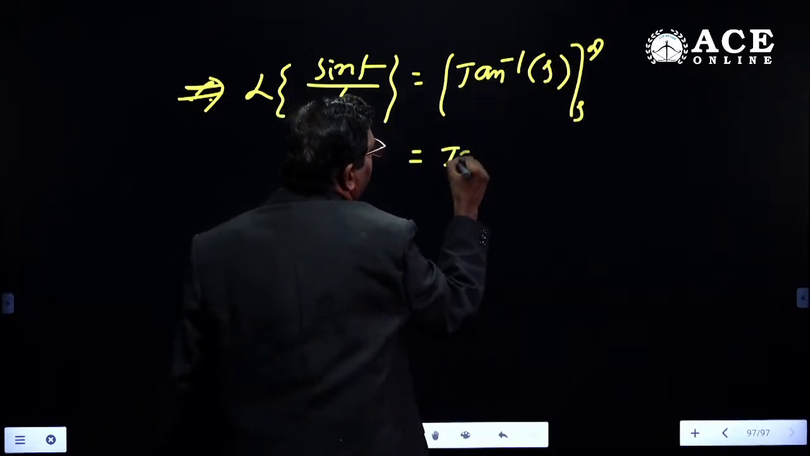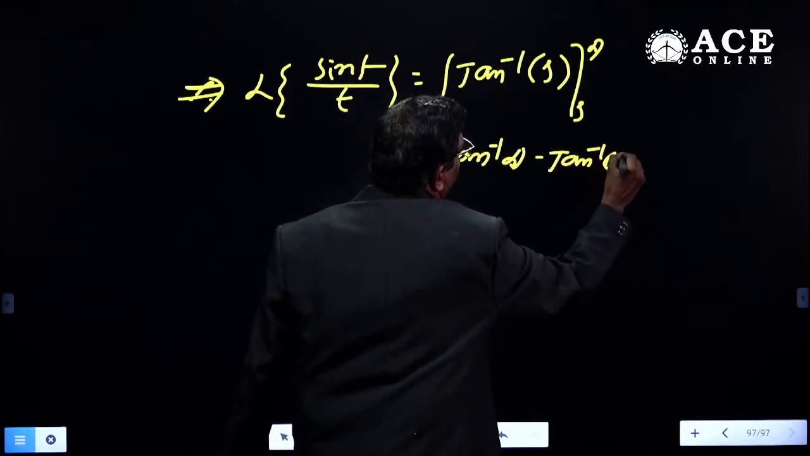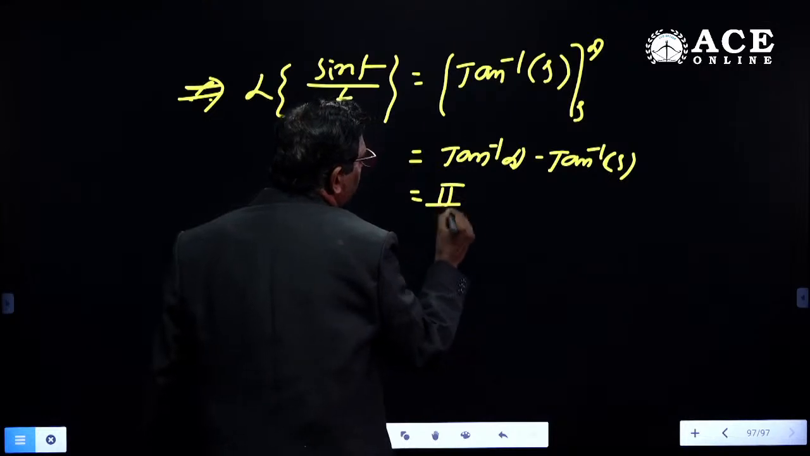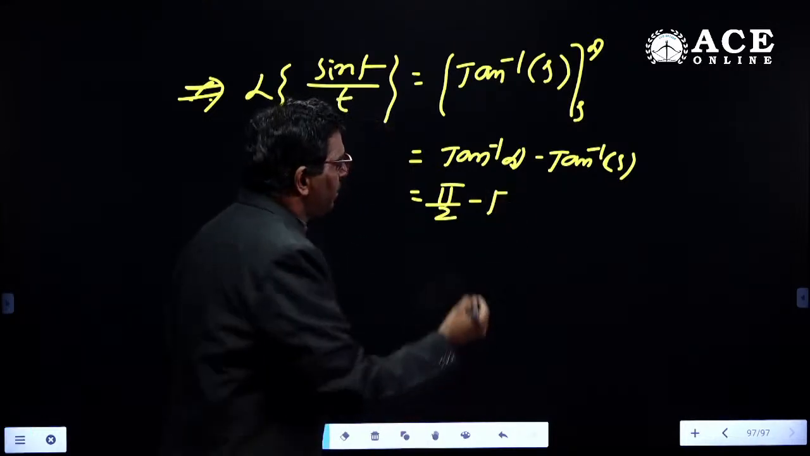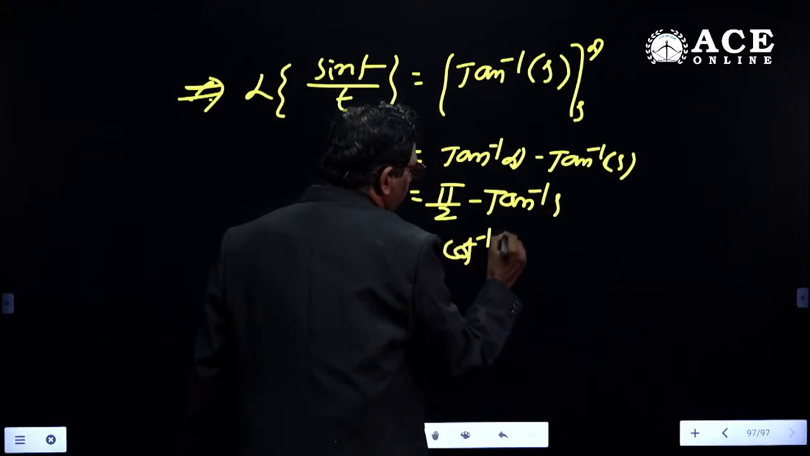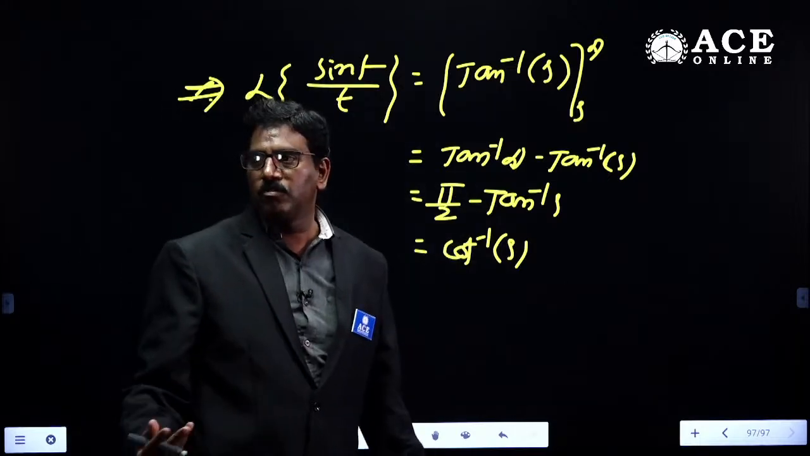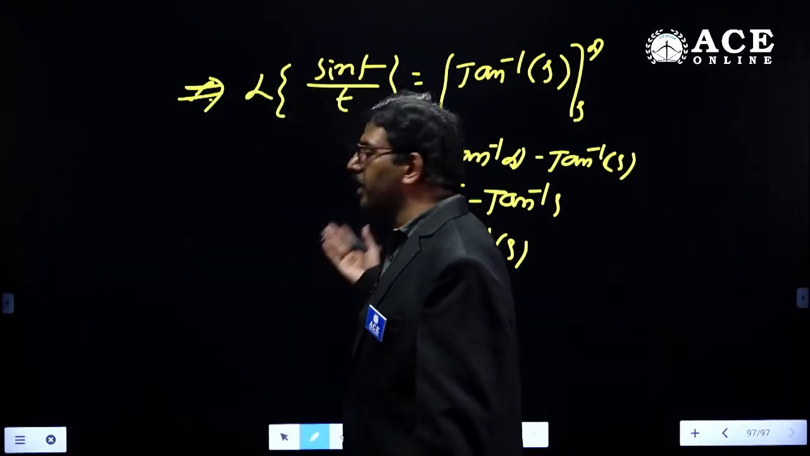That is tan inverse infinity minus tan inverse s, that is pi by 2 minus tan inverse s. Is it? Pi by 2 minus tan inverse s. This is cot inverse s. Directly in the formula it is available, so that inverse you need not do, directly you can.